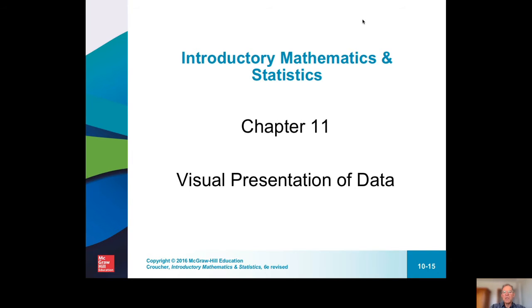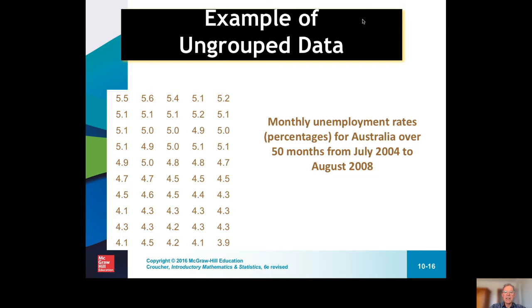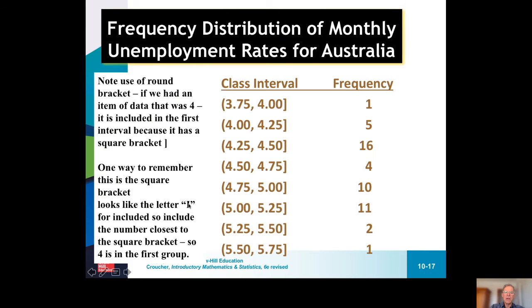Well, moving on to chapter 11, we started to group data together. We had 50 pieces of data of unemployment, and just as raw data starts to look a little bit confusing, to try and make sense of it, we arrange it from lowest to highest and group it, and that starts to give us some sort of a sense of meaning to the data.